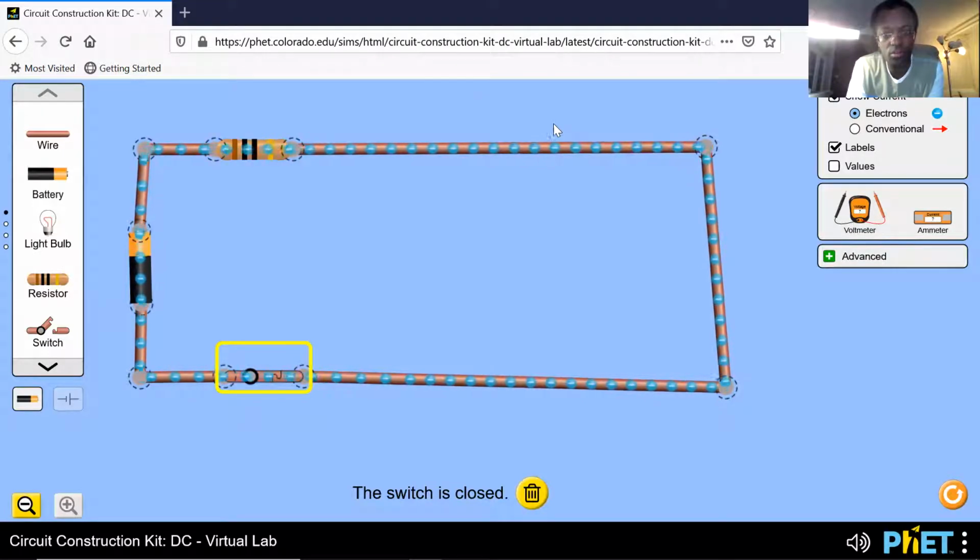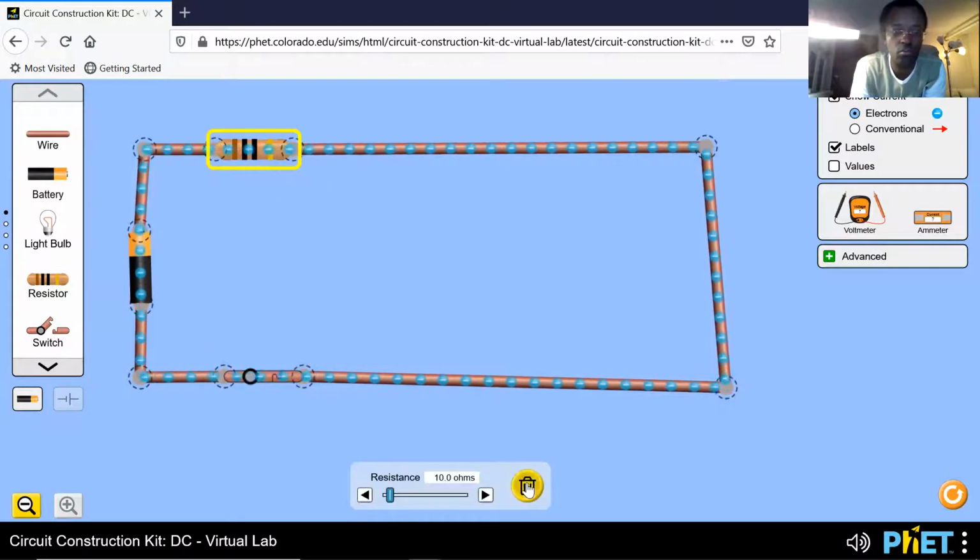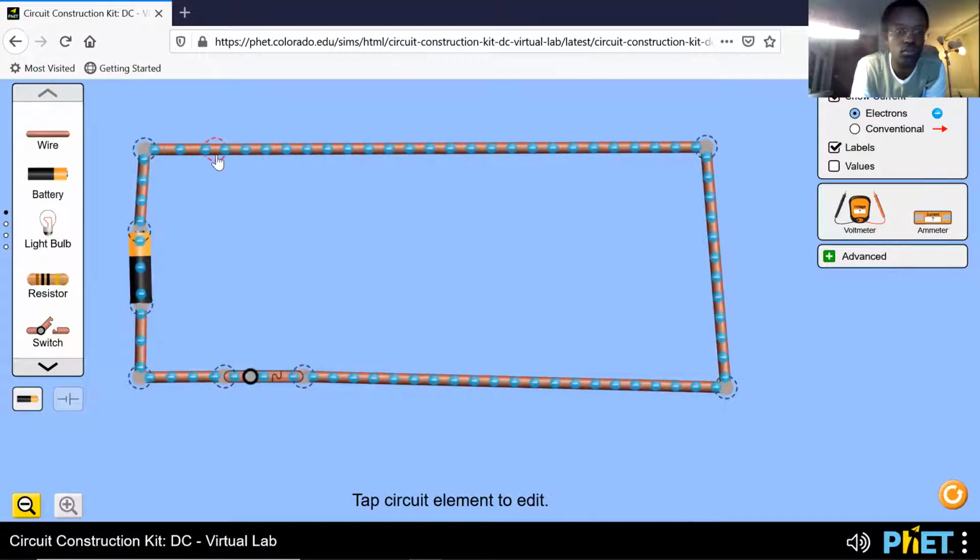Why do we need resistors? Because resistors, well, let me see that. So why do we need resistors? Well, we need resistors because a circuit without resistors is useless. It would work. Okay, let me remove the resistor. It would still work. See, it works.